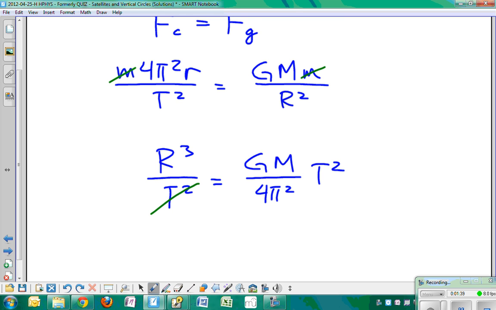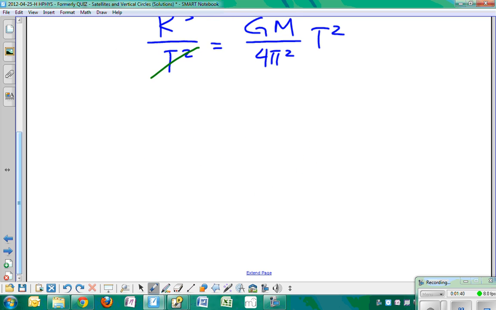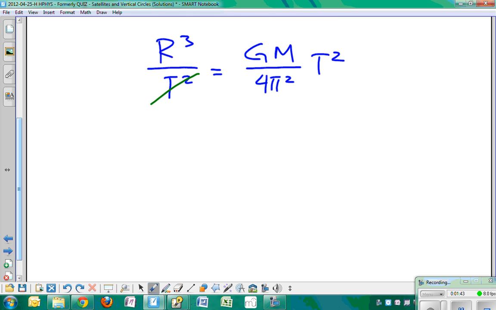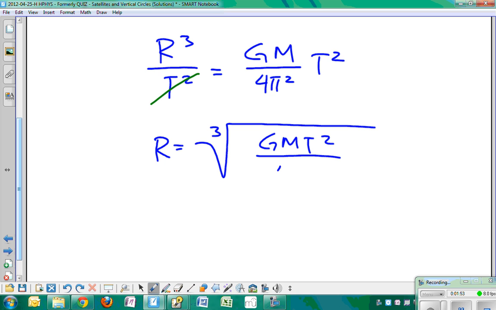And we're going to get that r is equal to the cube root of all of this stuff in here. So r is equal to the cube root, or you could make it to the 1/3 power if you like that better. So we get GM T squared over 4 pi squared.